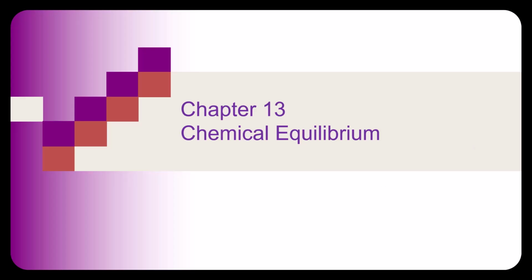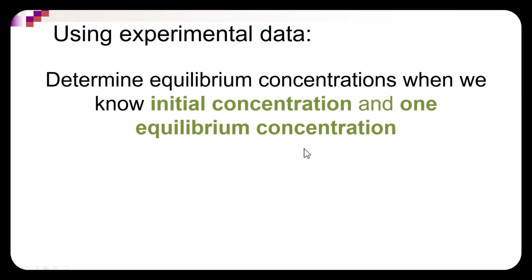All right, so let's take a look at this type of example. In this example, we want to determine the equilibrium concentrations when we know initial concentrations and one equilibrium concentration. So why is this a little bit more like reality? Well, before we do any chemical experiment, we typically know what it is that we're putting in. So I will know the initial concentrations of whatever I'm mixing together. I made it, I'm mixing it, I know initial concentrations.